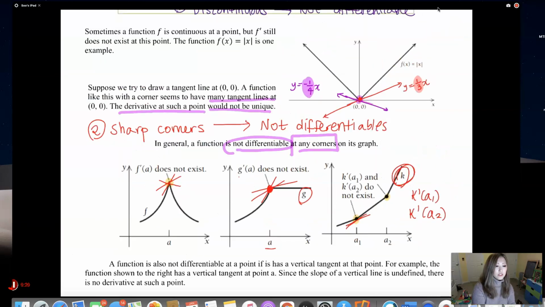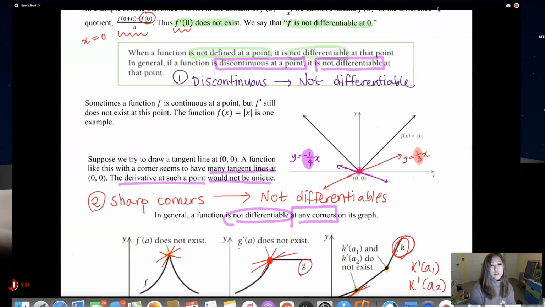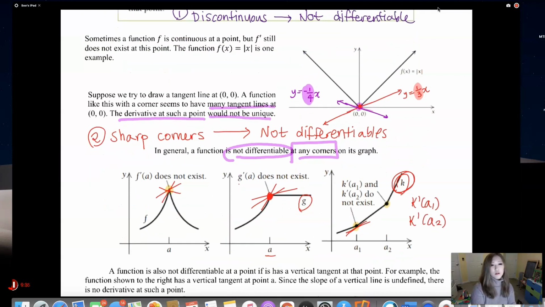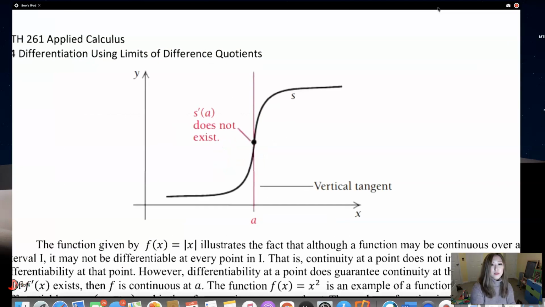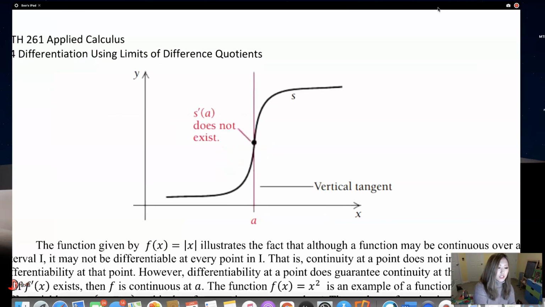So we looked at 2 cases so far. First, if a function is discontinuous, it's not going to be differentiable. Case 2, if it has sharp corners on its graph, it's not going to be differentiable. And here's the last one. Look at this picture for me. If I try to draw a tangent line at this point A, the tangent line happens to be a vertical line. Okay? What is the slope of a vertical line?